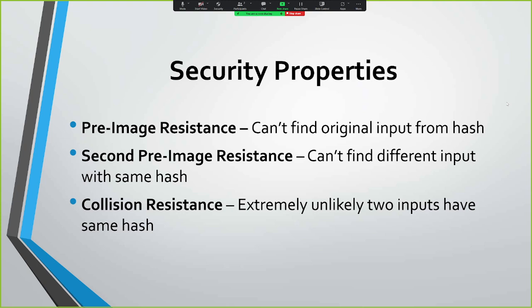Some security properties. To keep a hash secure, you need pre-image resistance, which means you can't find the original input from the hash. The hash can't be reversed, like we said earlier. Second, second pre-image resistance, meaning you can't find a different input with the same hash. And then collision resistance, which means two inputs should not have the same hash value. You can find this happening in older algorithms, but more modern algorithms protect against this because they use a much larger bit size for the hashing algorithm.